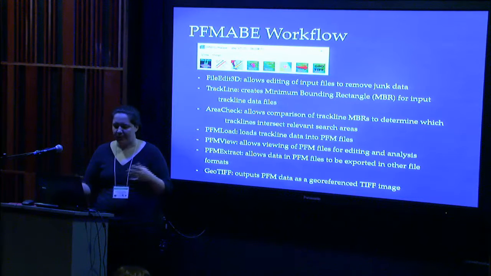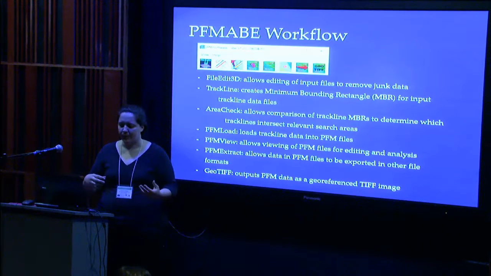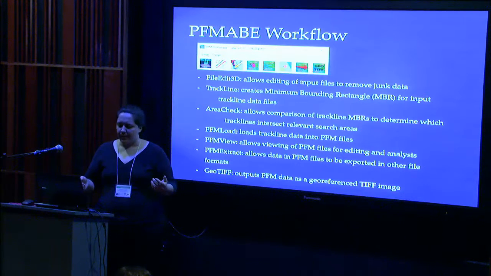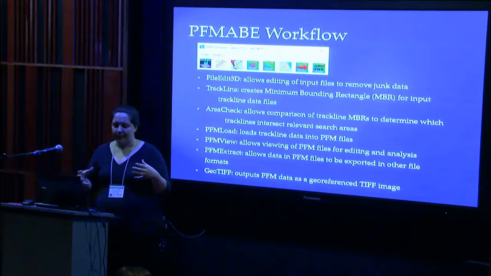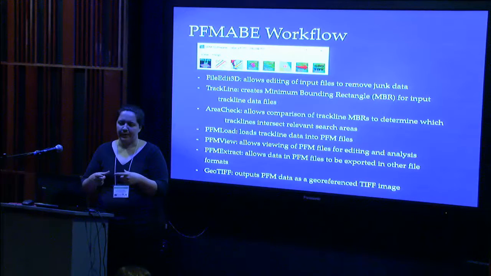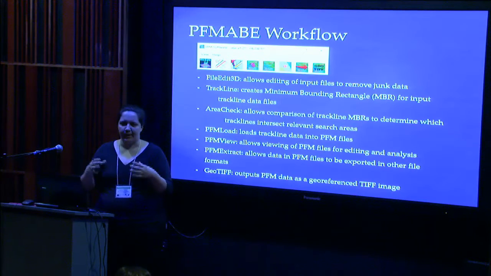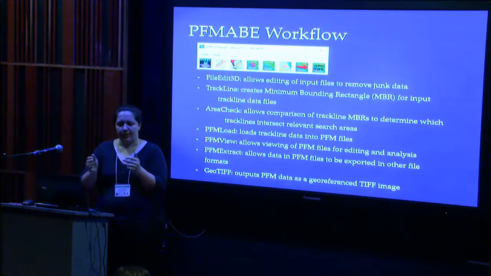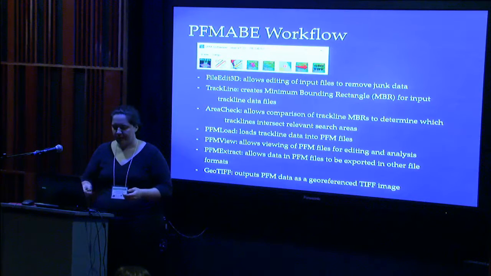After you have an idea of what track lines you want to load, you then use PFM load to load the trackline data. And in that step, it gives you the option of selecting an area so that you only look at data from that area. It will look through all of the data and all of the track lines that you give it, but it'll only take out the points that are in the area that you tell it to look at.